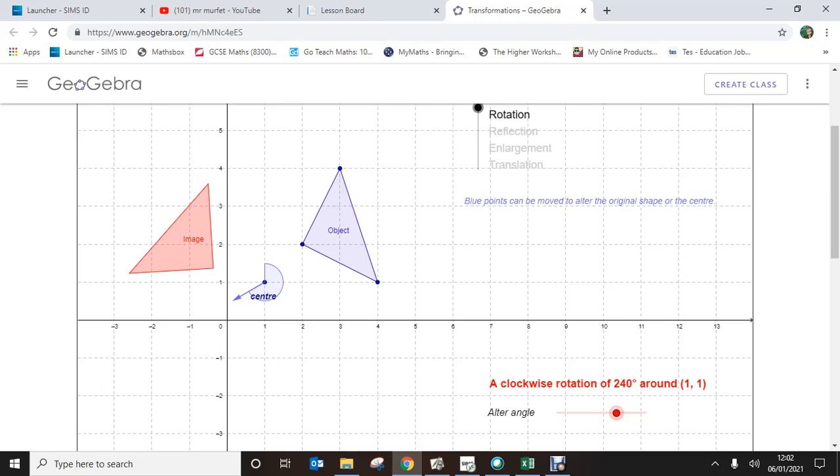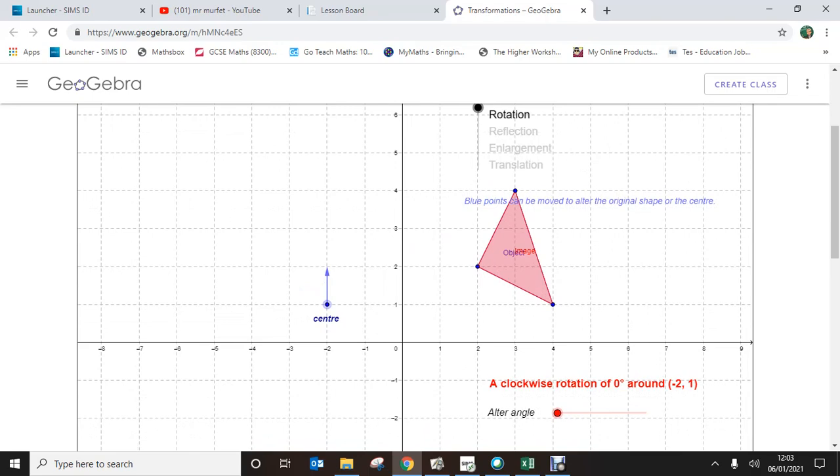So we need to know three things. We need to know the direction, we need to know the degree of turn, how much we've turned it, and around which point. So in this case it's around the point 1, 1. If I move my center of rotation, you can see it still rotates the same, but it will be on a smaller arc. The nearer the center of rotation gets to the shape, the smaller the distance away from it.